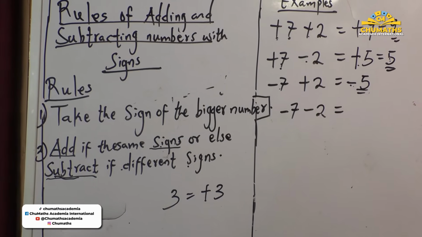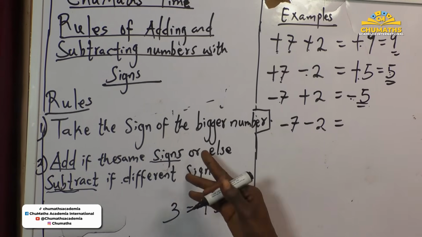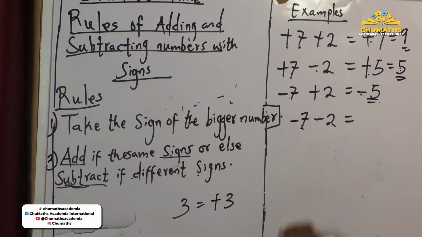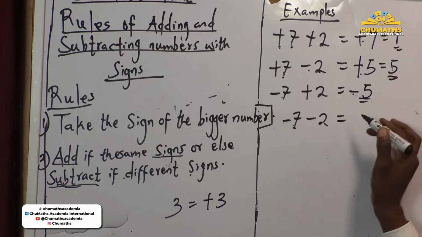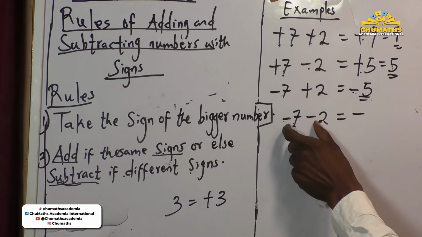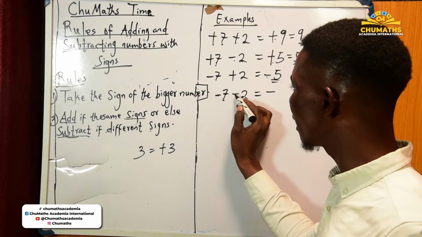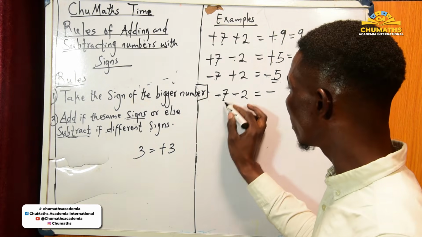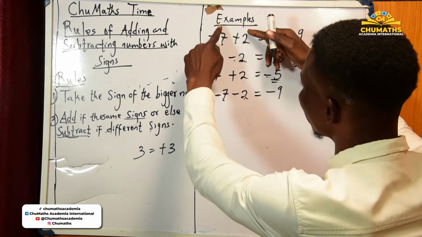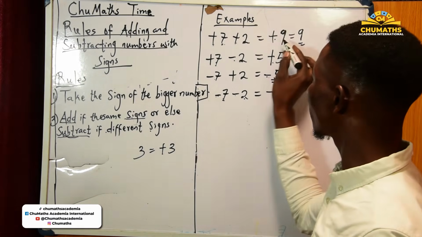Then looking at this one now, we have minus 7 minus 2. Add if the same sign, or subtract if different sign, or take the sign of the bigger number first. So the bigger number remains 7. And the sign of this is minus. Then add if the same sign. Many people think that you are going to subtract because there's minus. No. You add if the same sign. So the two signs are the same. So this becomes 7 plus 2, which is 9. So you can see that these numbers look similar, but their answers are not the same. So this one, the answer is plus 9.